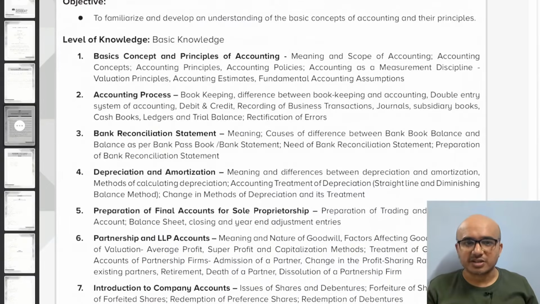Let's go through the syllabus here. Meaning and differences between depreciation and amortization. Methods of calculating depreciation. Predominantly, you know the methods, straight line method is there, diminishing balance is there. Okay. Then accounting treatment of depreciation for both straight line and diminishing balance. Change in the method of depreciation and its treatment. This will be very interesting, in fact, when an entity changes the method of depreciation from one to another.